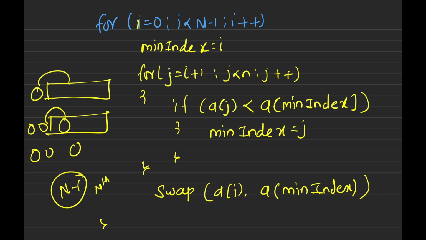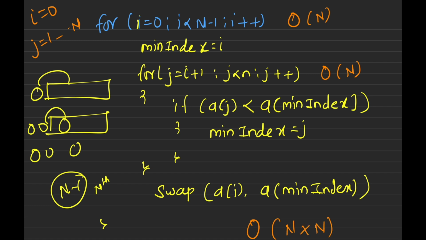Now what will be the total time complexity? Again, the outer loop is running for n times, the inner loop is also running for n times, because let's suppose the value of i equals 0. So j will move from 1 till n. So approximately it is running for n times. So total time complexity would be big O of n into n. So I hope you understood the implementation and the working of selection sort. Now let's move on to the IDE and try to code it out.